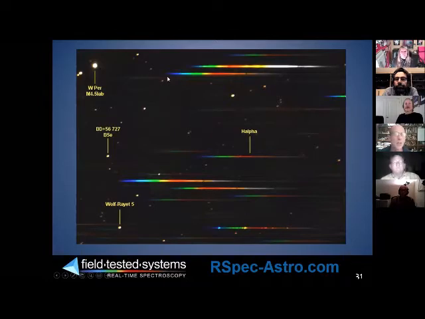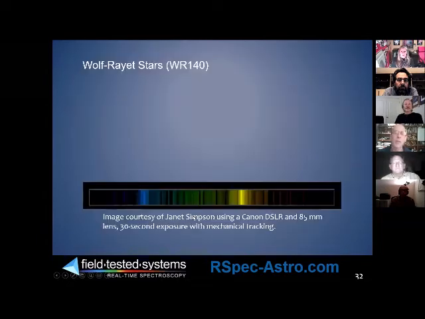So here's a few stars and their spectra. There's an absorption feature. Here's another star with some lumps, right? Those are emission features that have saturated a pixel. And again, we just have some blooming going on. Let's look at a Wolf-Rayet star here.